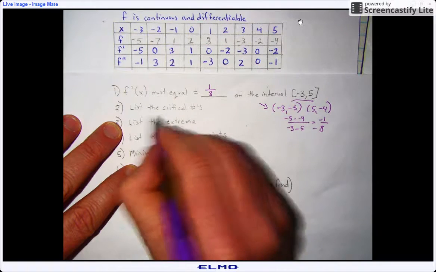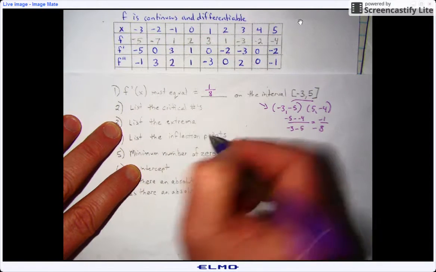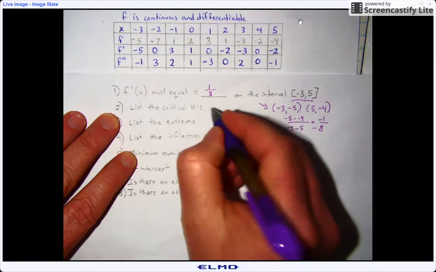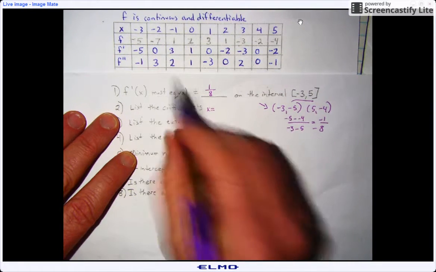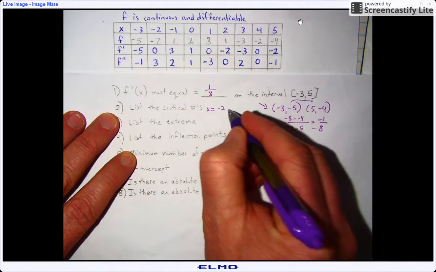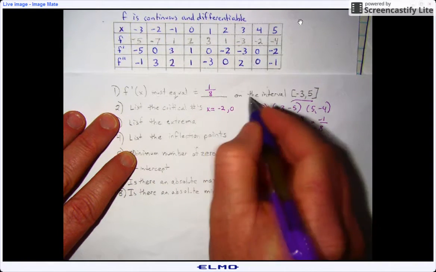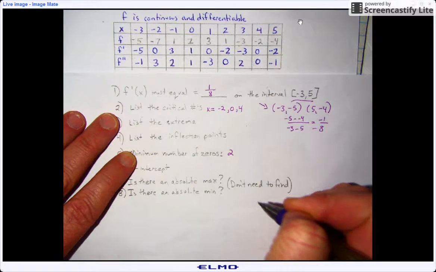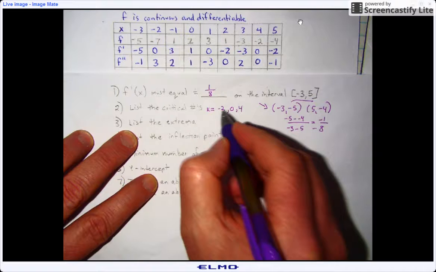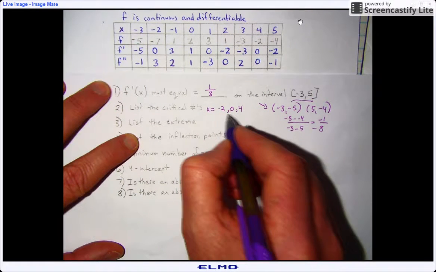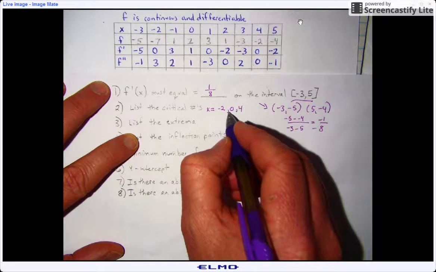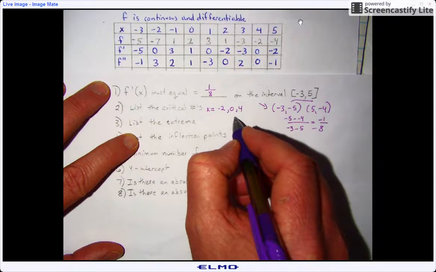Okay. List the critical numbers. Important you know the definition of critical numbers: where the derivative is 0 or undefined. So x equals -2, x equals 0, x equals 4, critical numbers. List the extrema. Some people think that these two are the same question. Extrema happen where the derivative is 0 or undefined, but we have to test it.